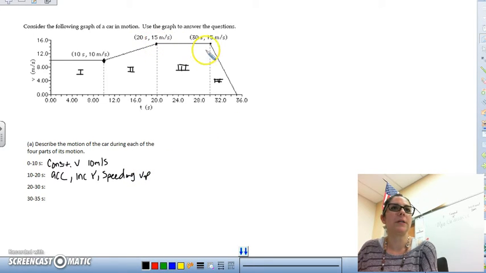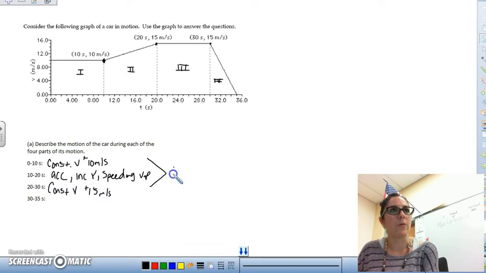Then from 20 to 30 seconds, notice that we're maintaining our speed. We haven't changed it. This is a constant velocity at a faster speed of 15 meters per second. Now we are going forward in all of these, by the way. These are all forward. The reason I know they're forward is because we're in the positive axis of the velocity this whole time. So not only do we have constant speed right here, but we're going forward at 15 meters per second.